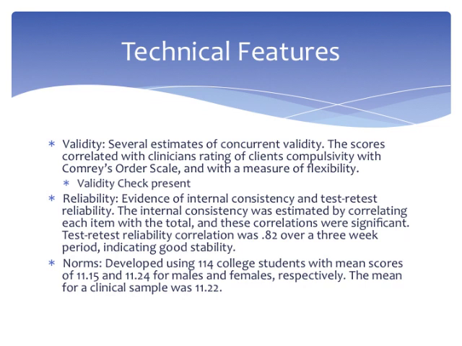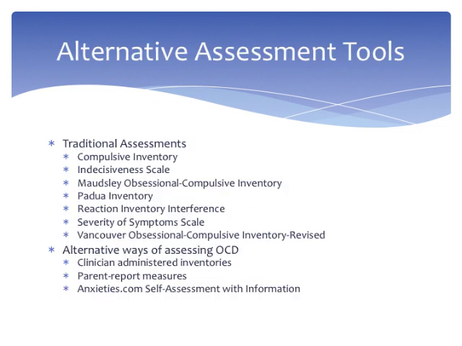Reliability. There is evidence of internal consistency and test-retest reliability. The internal consistency was estimated by correlating each item with the total, and these correlations were significant. Test-retest reliability correlations were 0.82 over a 3-week period, and this indicates good stability. So, norms. This test was developed by using 114 college students, and the mean scores were 11.15 and 11.24 for males and females, respectively. The mean for a clinical sample was 11.2.